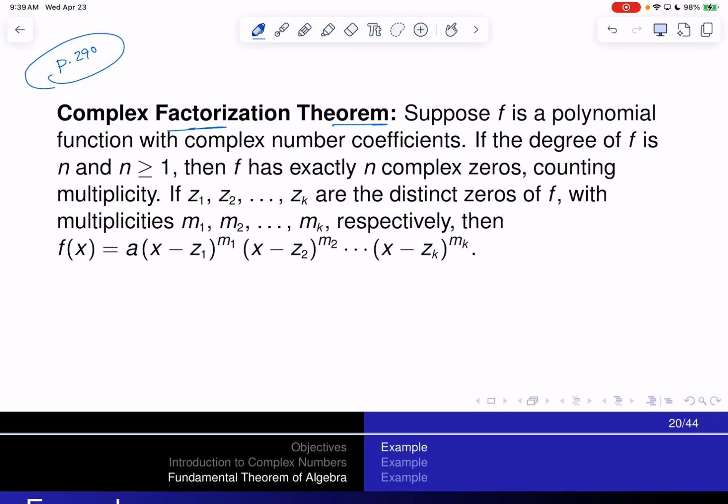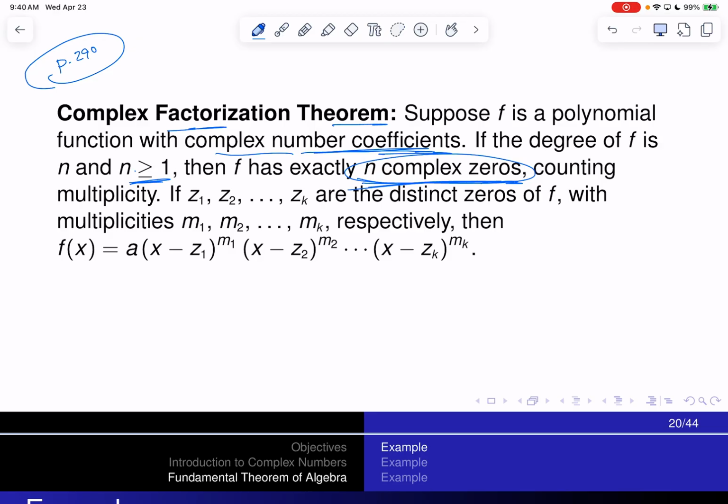All right, the complex factorization theorem says this. Suppose f is a polynomial function with complex number coefficients. If the degree of f is n, and n is greater than or equal to 1, which means it's at least linear, then f has exactly n complex zeros. So whatever the degree is, that's how many zeros it has to have, including complex numbers. So if it's degree 6, how many zeros are there? 6, including imaginary numbers. If it's degree 7, how many zeros are there? 7, including imaginary numbers and irrational solutions.